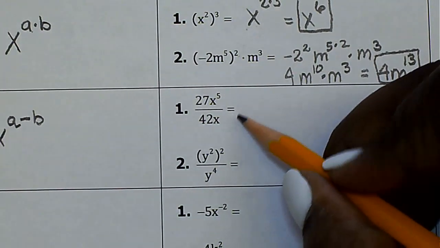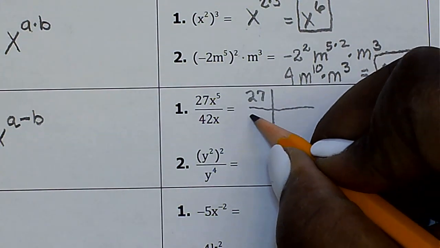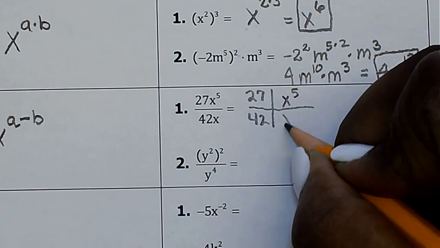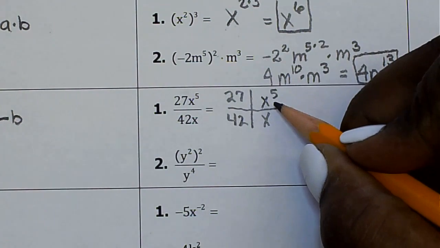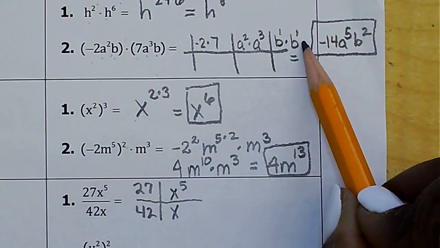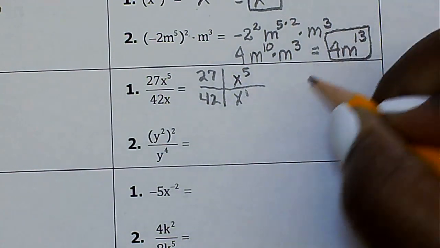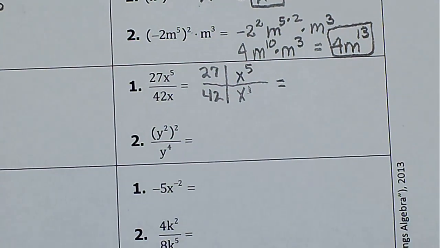Now, let's separate it out. So we got our 27 and our 42 here. We have x to the 5th and x. Now, when x is by itself, just like above when we talked about the b's by themselves, we know there was an invisible 1 there. So same here. We have x to the 1. So the top is 27 over 42. We want to simplify that.